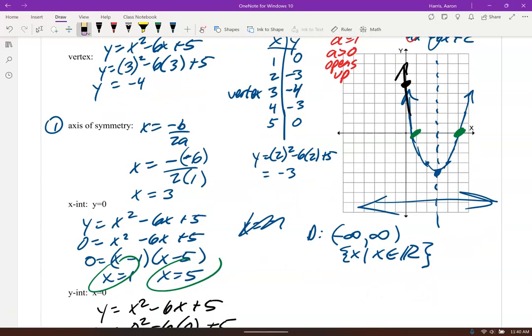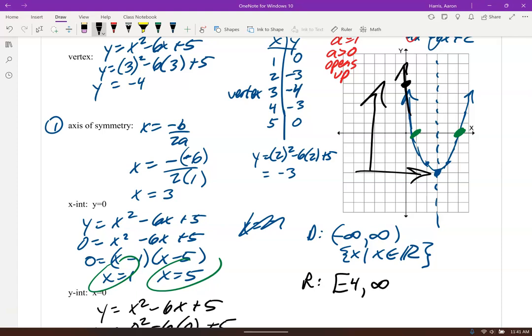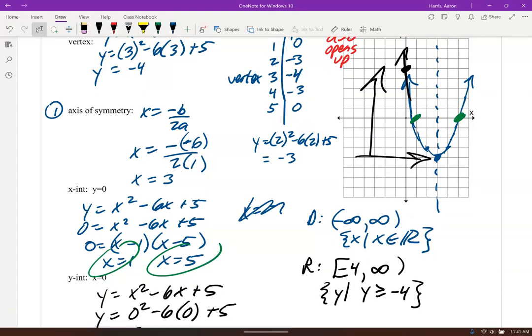Now the range, on the other hand, the range here is, notice this is our lowest y value. That's our lowest y value because that's our minimum there. It goes from -4 and then it does shoot up. So from -4 it does include that and then it shoots up. So in other words, y is such that y is greater than or equal to -4 is another way to say that, the set of all y values.